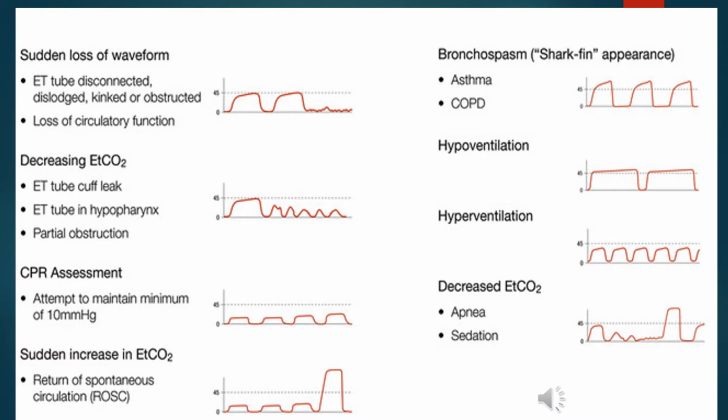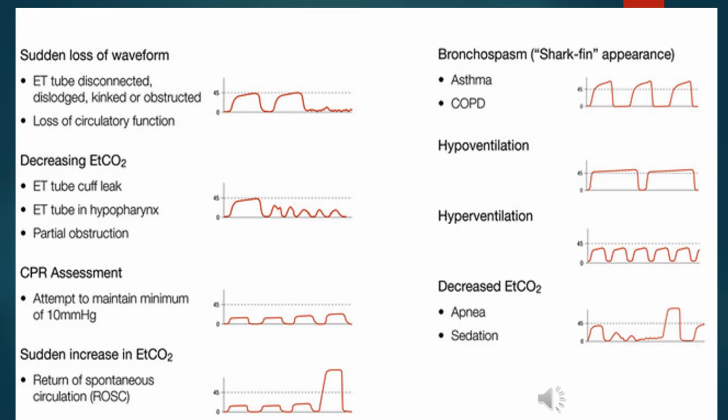Again, sticking with reading these waveforms, we can look at the sudden loss of a waveform in the top left figure. That's where the endotracheal tube has become disconnected, dislodged, kinked, or obstructed, or the loss of circulatory function. So you're rolling along in the first 2 waves. That's a normal appearance, and then all of a sudden you've lost it and more or less flatlined. So it's ceasing to detect any carbon dioxide at that point. So you know something's immediately wrong. That shows you how quick this is compared to pulse oximetry.